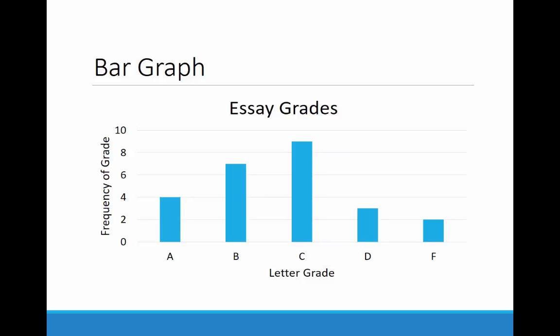Clear labeling is important here because without proper labels, a graph is meaningless. The graph should have a clear title, vertical and horizontal titles, as well as scales to indicate the differences between each one of the values, and a legend if multiple bars are included.